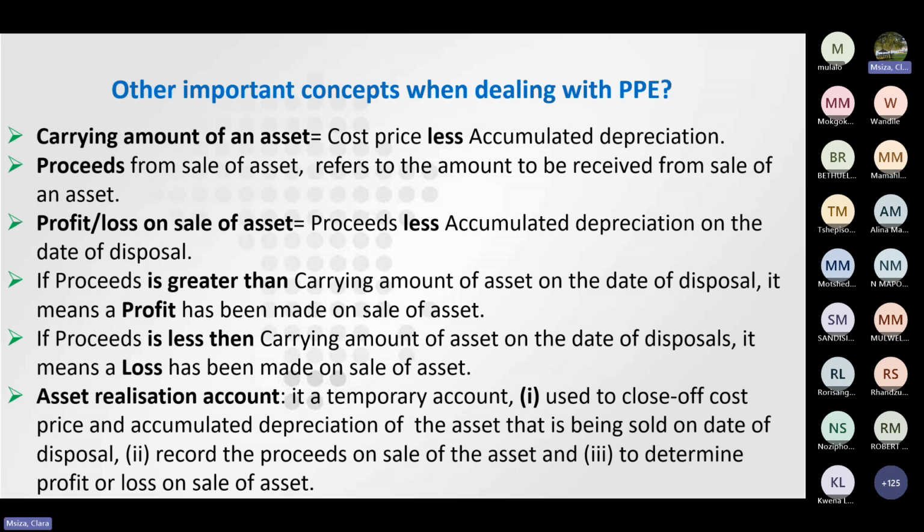Profit or loss on sale of an asset is when you are selling your asset, equal to the money that you expect to receive less your carrying amount on the date of disposal. And this will give you either a profit or a loss.